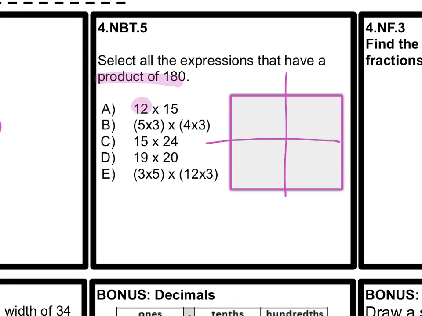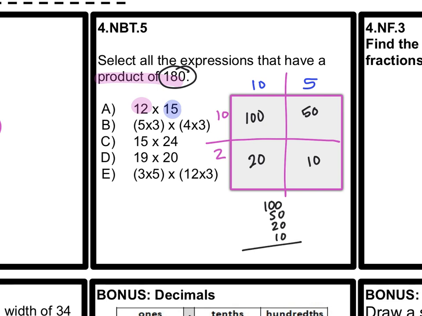I'm going to break apart 12 into 10 and 2, and break up 15 into 10 and 5, and multiply those together. So 10 times 10 is 100. 10 times 2 is 20. 10 times 5 is 50. And 5 times 2 is 10. I'm looking for a product of 180, so I'm hoping that when I add up 100 plus 50 plus 20 plus 10, it gives me 180. 5, 6, 7, 8, and it checks out. So A is going to be a possible answer.